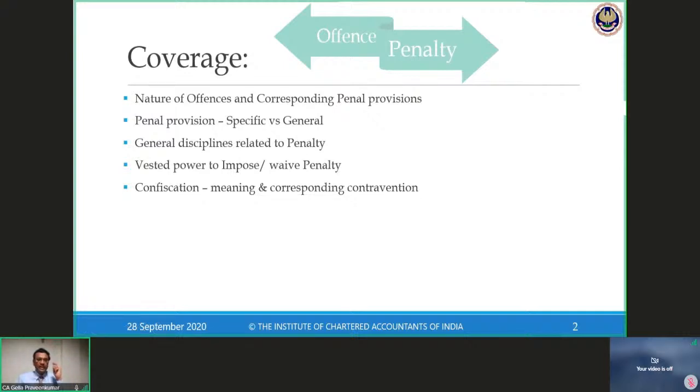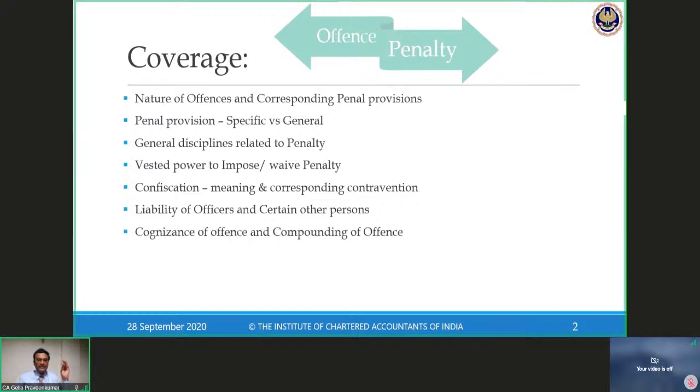Next term, confiscation. We will understand what you understand from confiscation, what happens when there is a confiscation of goods, what GST law comes in to explain when an officer can take an action in relation to the process of confiscation. Then liability of officers and certain other persons. All along we cannot talk only about the registered person. It is duty bound of the officer also to understand what is his role to play when he is acting as a government servant in relation to the penal provisions. So we'll also understand the liabilities of the officers.